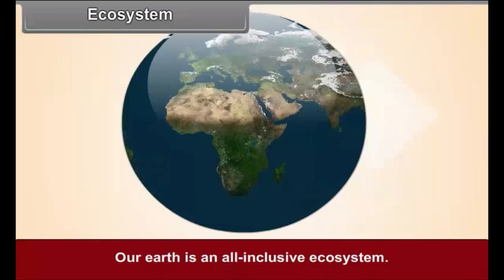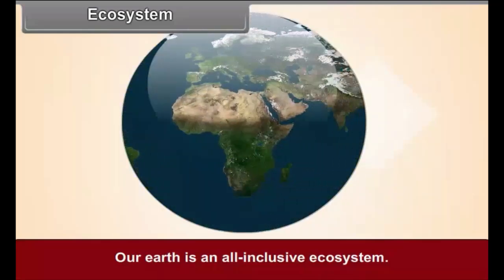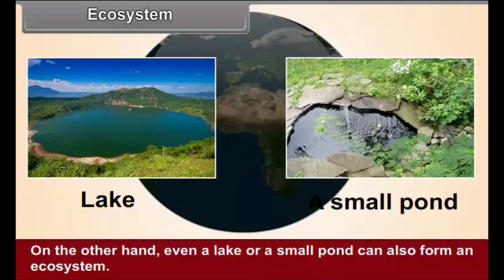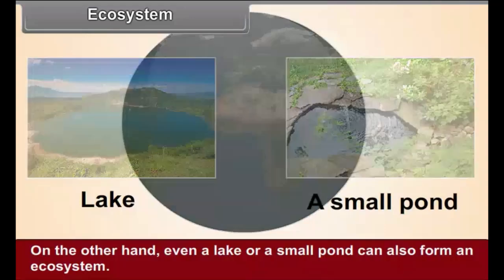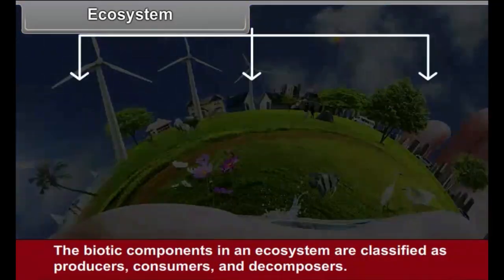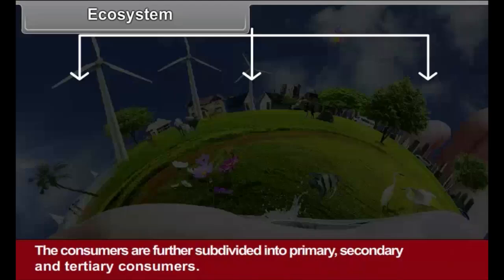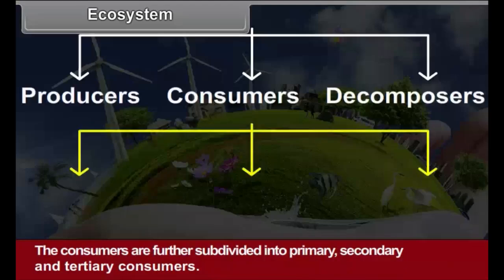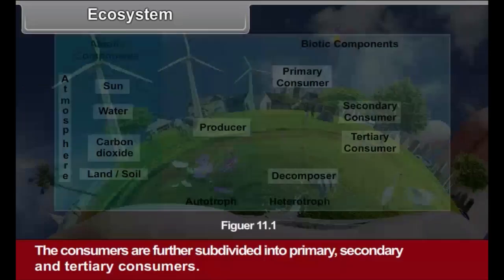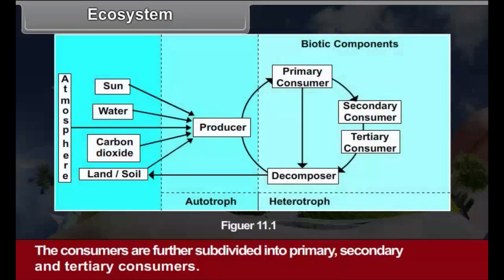Our Earth is an all-inclusive ecosystem. On the other hand, even a lake or a small pond can also form an ecosystem. The biotic components in an ecosystem are classified as producers, consumers, and decomposers. The consumers are further subdivided into primary, secondary, and tertiary consumers. See figure 11.1.